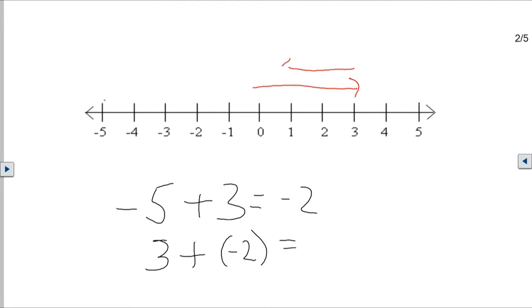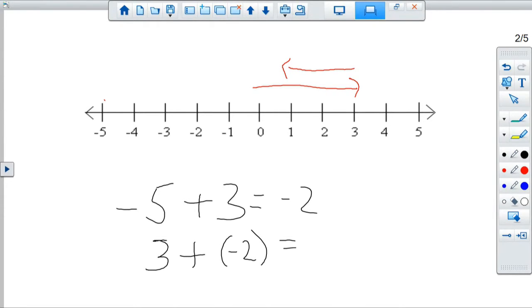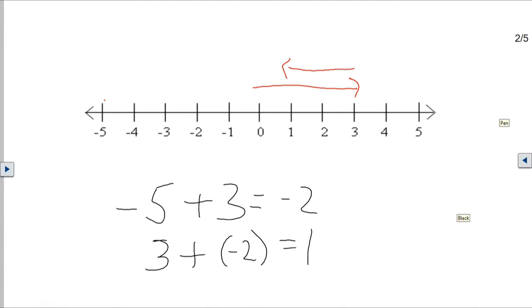Okay, and we end up at +1. Again, you can think of models in real life of this. You spend $5 and then earn $3. You have $2 less than you started. You gain 3 pounds, lose 2 pounds. You have 1 more pound than you started.